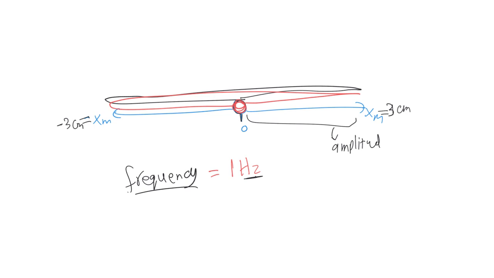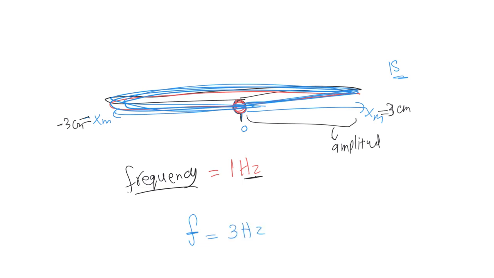Now if the particle in a time of 1 second does more than one oscillation, for example, 3 full cycles or 3 oscillations in 1 second, we can say that the frequency f equals 3 hertz. So what is meant by 3 hertz? 3 hertz means that the particle does 3 full cycles in 1 second.